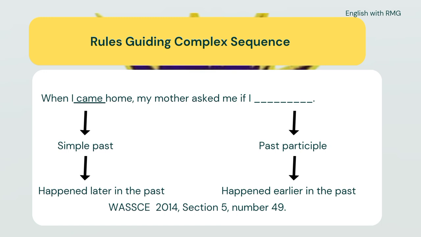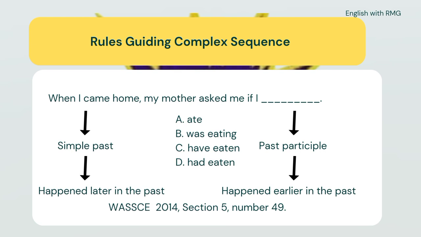So my mother asked me, that is reporting or retelling what happened earlier. So my mother must have asked me this question before the moment in which I am talking about this action that happened earlier. Do you understand? So this tense must be in the past perfect. So is it going to be A, if I ate, B, if I was eating, C, if I have eaten, D, if I had eaten? If you understand the explanation, what would be my answer?